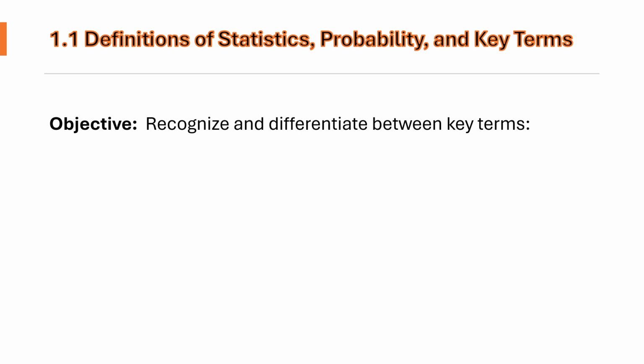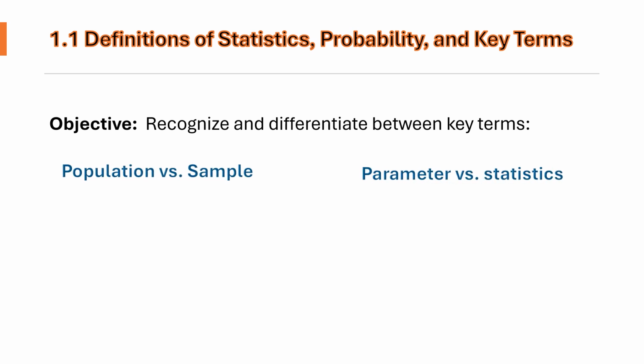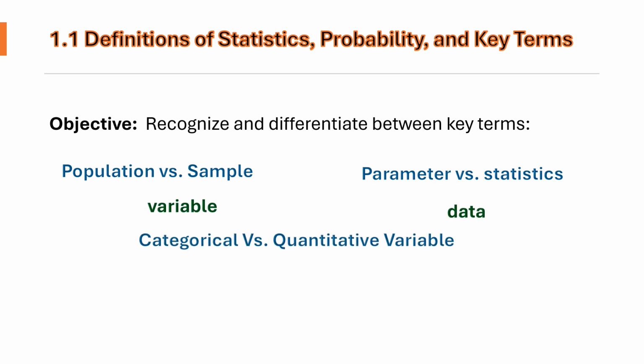Hello everyone, this is section 1.1, definitions of statistics, probability, and key terms. The objective for this lesson is to recognize and differentiate between key terms. These key terms include population versus sample, parameters versus statistics, variable, data, categorical versus quantitative variable, and discrete versus continuous variables.